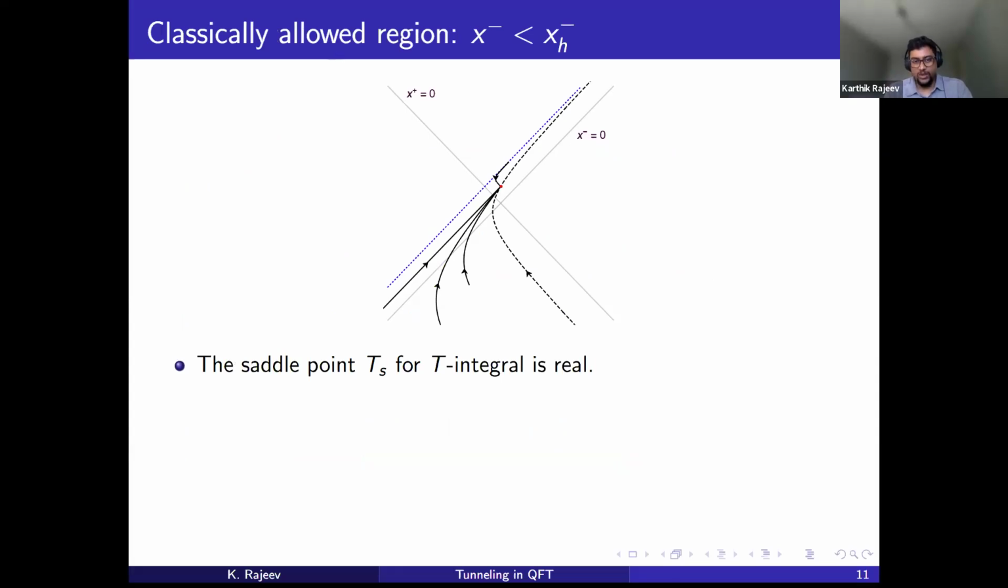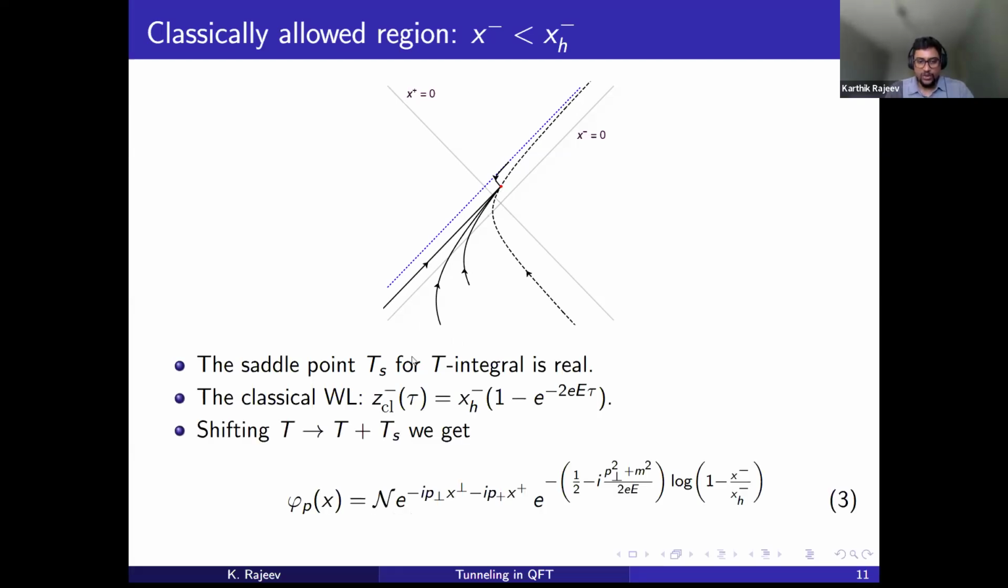Okay, so to specifically look at the classically allowed region, the saddle point of the worldline, denoted as T_S, is the dashed line shown here. But as I said, there are several other worldlines that go into the path integral. And to get the wave function, of course, you can shift the proper time integral to the saddle point and evaluate it. You get precisely the form that I showed earlier.